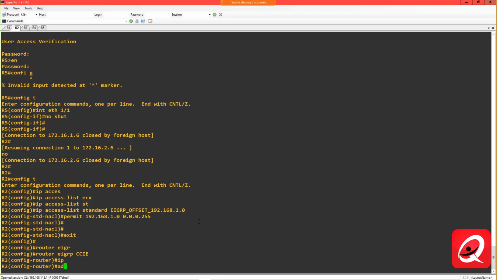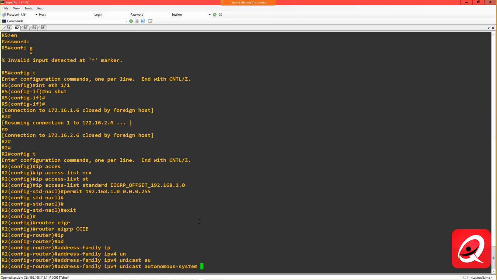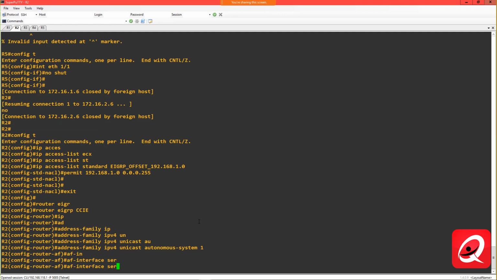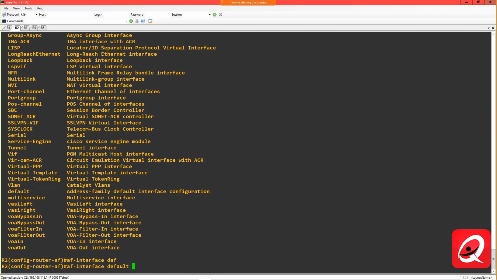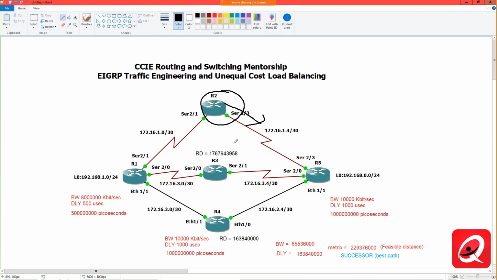So we're going to go under address family IPv4 unicast autonomous system number 1. And I believe it's going to be AF interface serial. You notice here we have all the interfaces available to us. We could do default if we wanted to. If I did default, though, the offset would apply to every interface. Well, in this case, I guess it's not a big deal because it would only apply to that interface and this interface. But let's make it clean. We're going to go serial 2.3 in this particular case. We're going to apply the offset to serial 2.3.